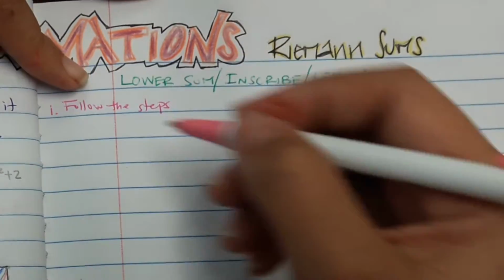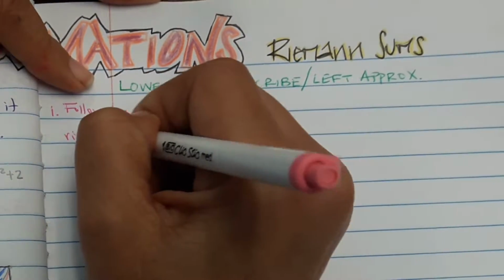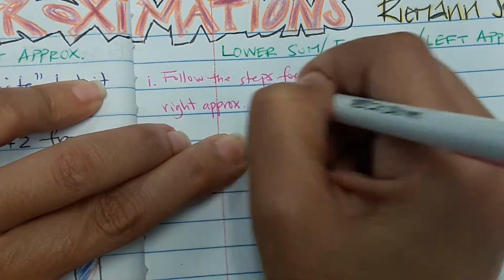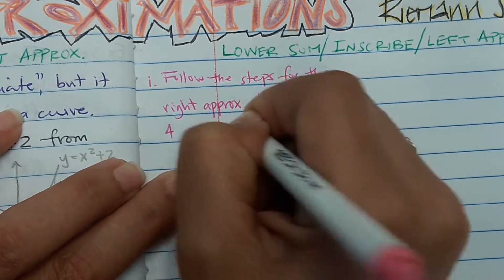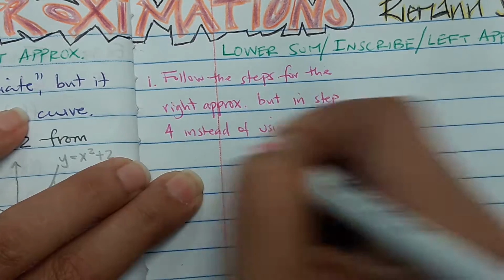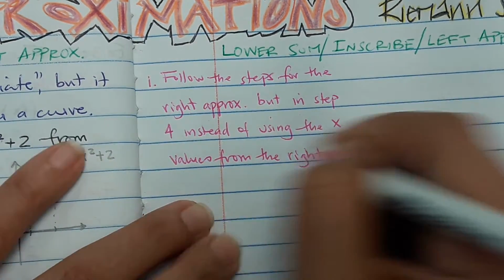So step 1, follow all the steps for the right approximation, but in step 4, instead of using the x values from the right, use the values from the left. Okay, so it's pretty much the same thing we did in the previous video, only instead of using the values from the right, we're using values from the left.